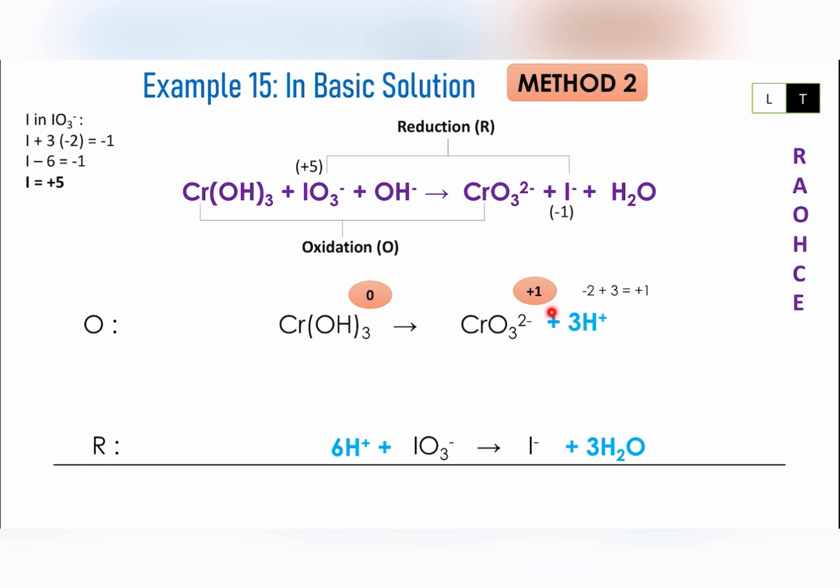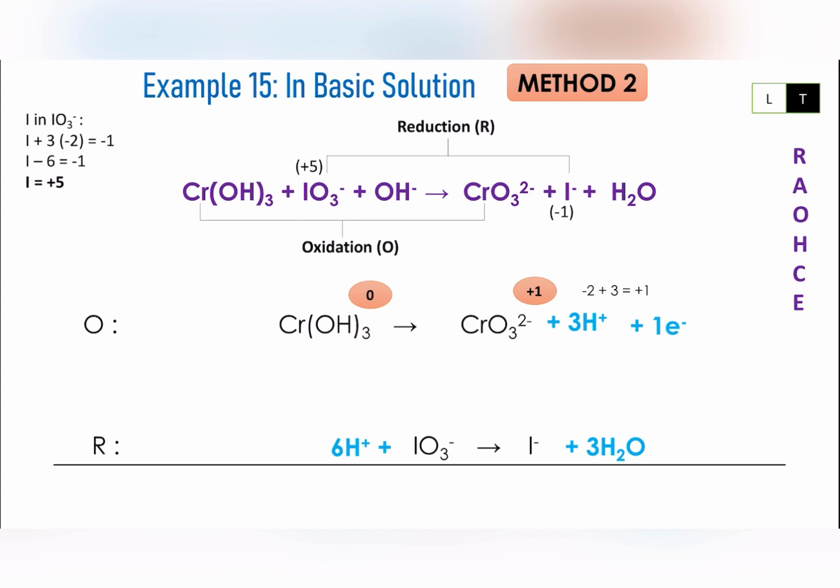So I'm going to put the more positive side, which is at the right side. So how many electrons do you need to add in order to get 0? You are going to add 1 electron. So that settles the oxidation.